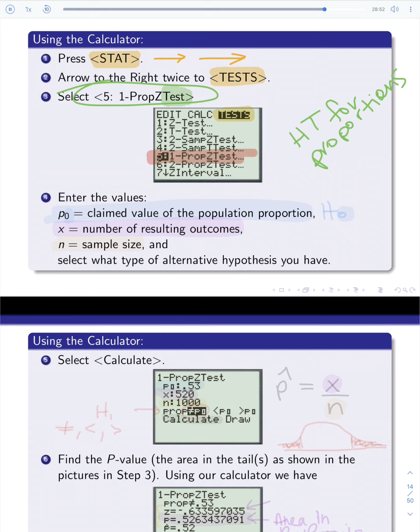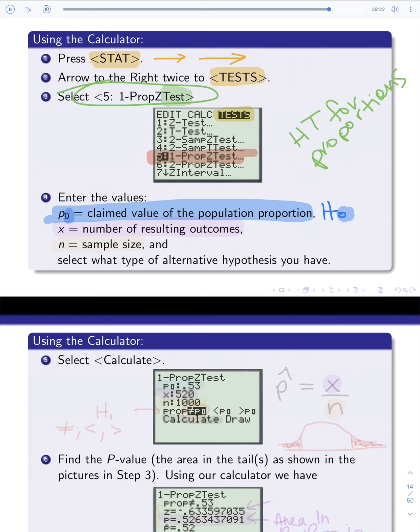The first thing that it wants is a p naught. See the little 0? That means they want the proportion from your null hypothesis. So whatever proportion or probability that you found in your null hypothesis. The way that I remember that is the little 0 on the p naught here, and the little 0 from the H naught means you want the number from the H naught.